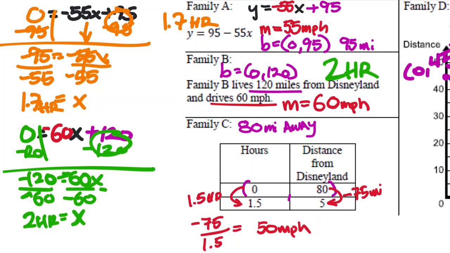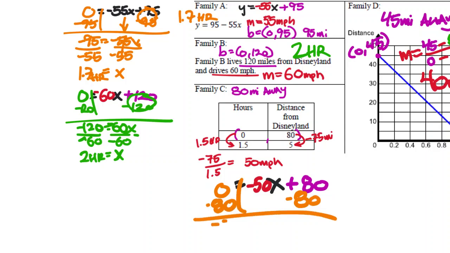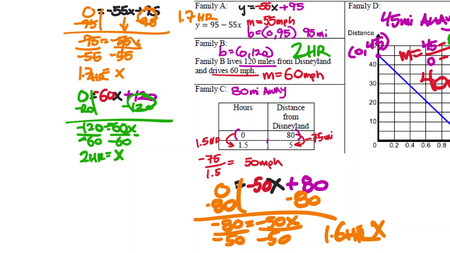Family C, we can do the same thing with the equation. On this one, y equals mx plus b. The m there is negative 50 because we're getting closer. But again, we're looking at how long it will take for the distance to be 0, and the y is distance. So solving this one, subtract 80 from both sides. Divide both sides by the coefficient of x, negative 50. That tells us x. Just put this in the calculator, you get 1.6 hours. So family C is looking at 1.6 hours to get to Disneyland.